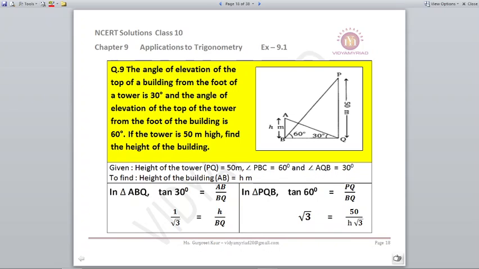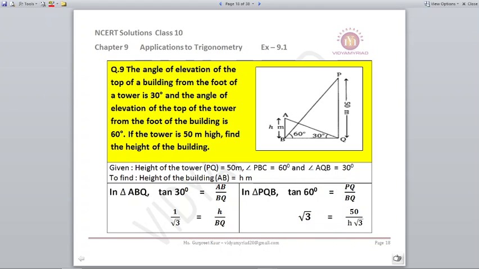Here you have PQ, which is the height of the tower, which is given to us as 50 meters. We have to find out the height of the building, which is AB, and we are assuming it as H. We have framed the angles 30 degrees and 60 degrees. Please mention the angles very carefully.